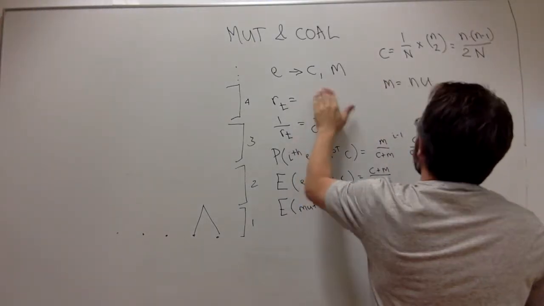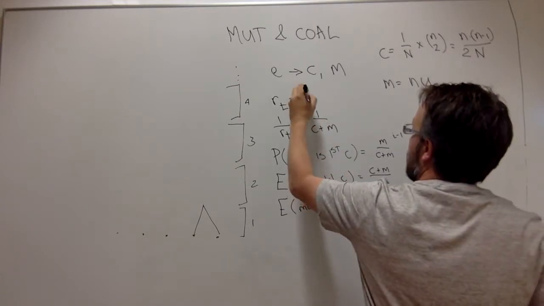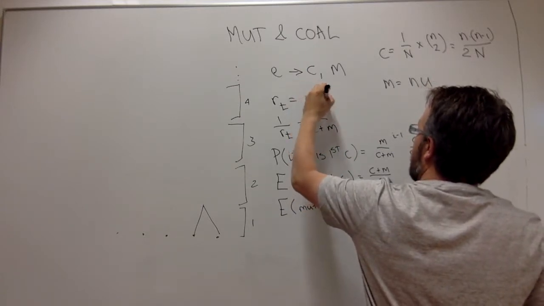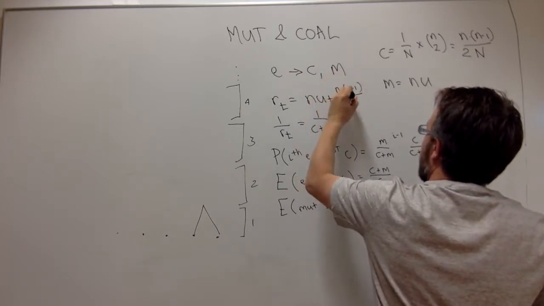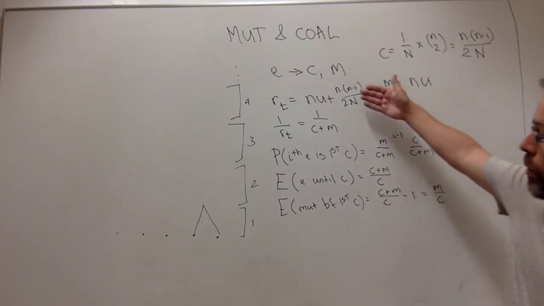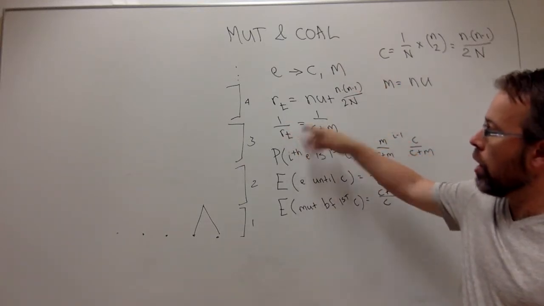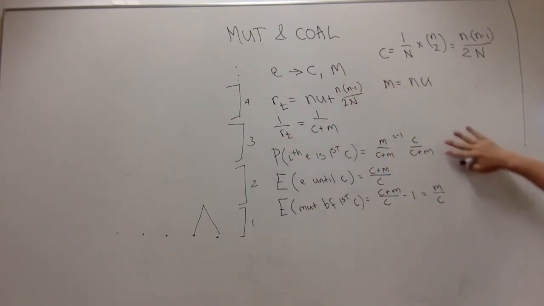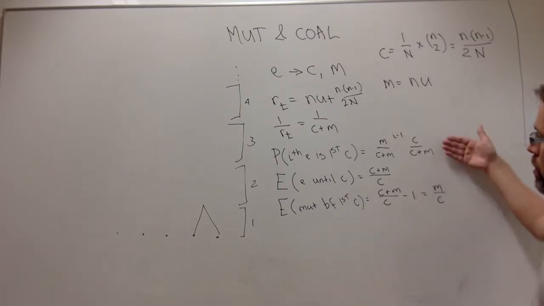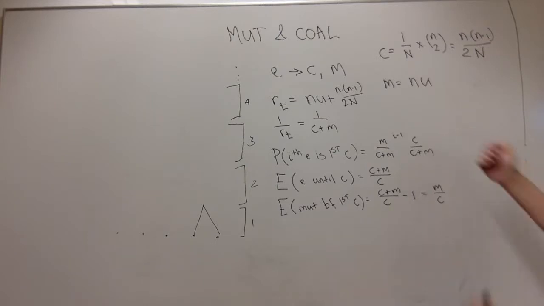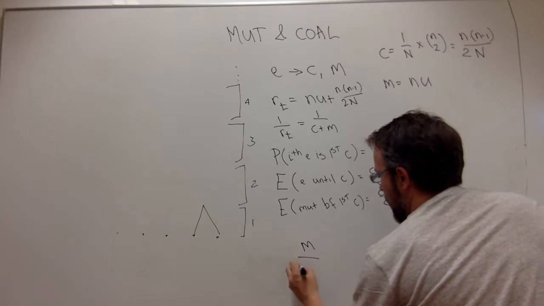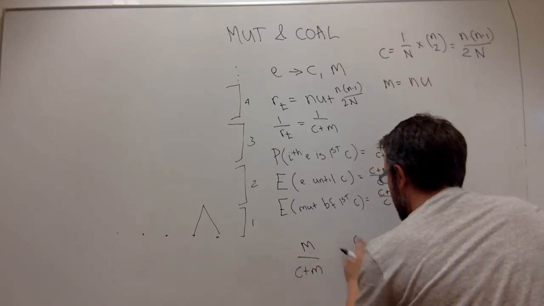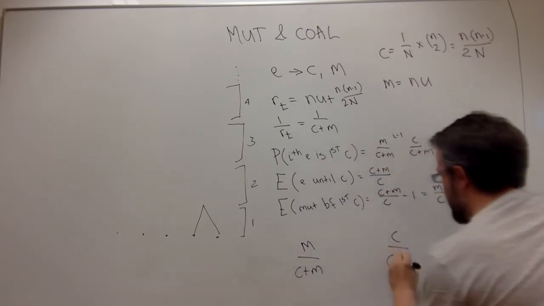Okay, so then let's fill this in. Then our overall rate is equal to nu plus n minus 1 divided by 2n. And then our 1 over RT, that's straightforward. So then let's get down to here, where we're going to get into the ratios. Let's actually break this out and see what our m divided by c plus m and what our c divided by c plus m are.